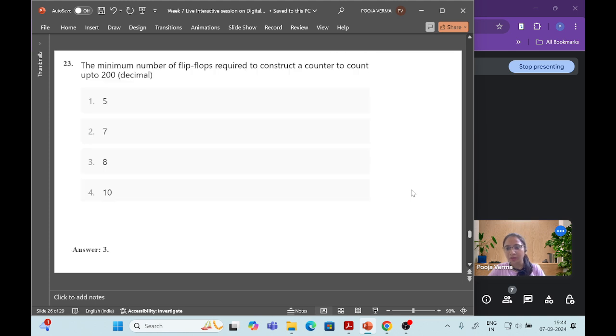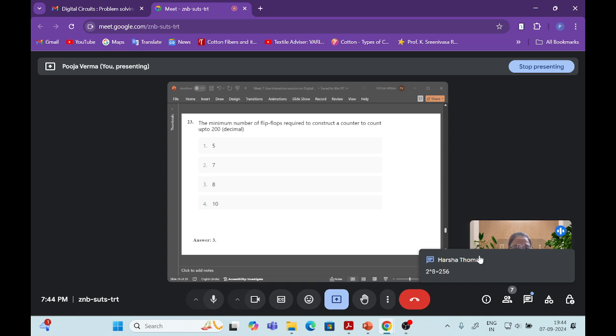Okay, so moving to the next question. What is the minimum number of flip-flops required to construct a counter to count up to 200 decimal? We need to find the number of flip-flops that count up to 200. Already we know that it will act as a mod 200 counter.